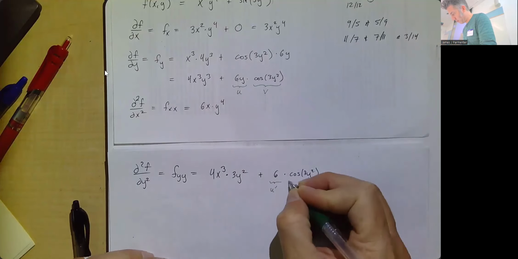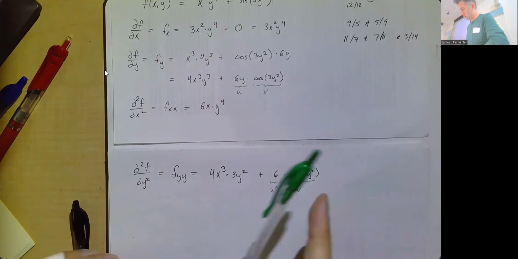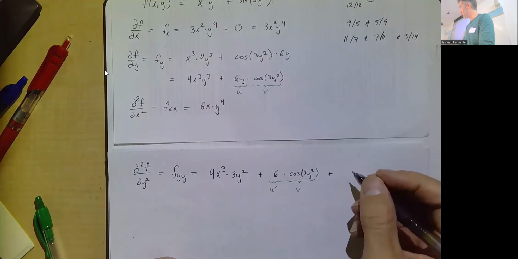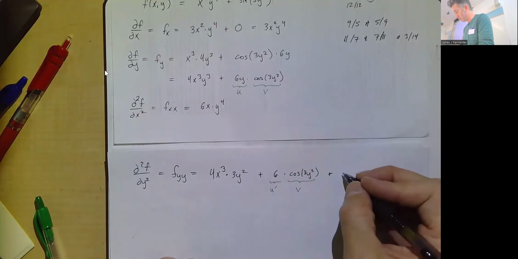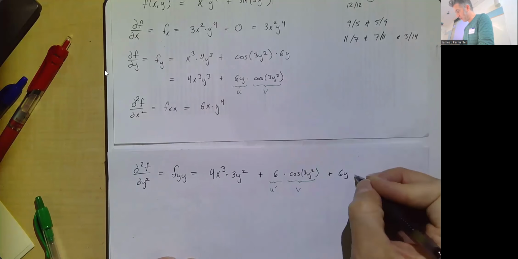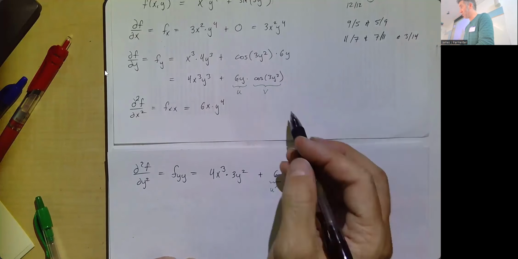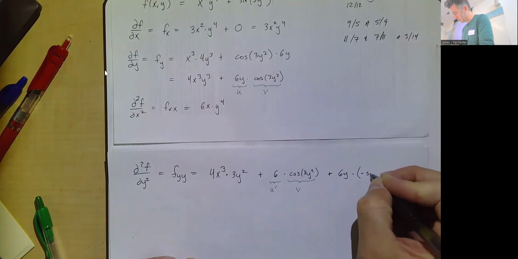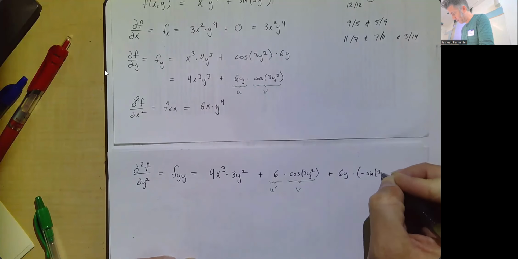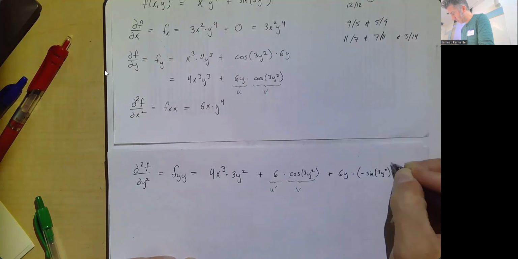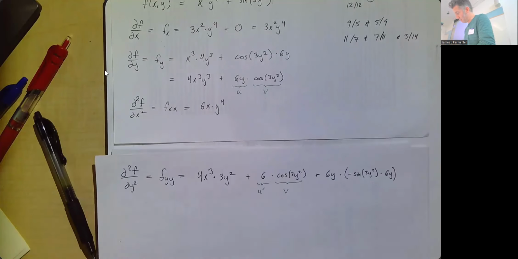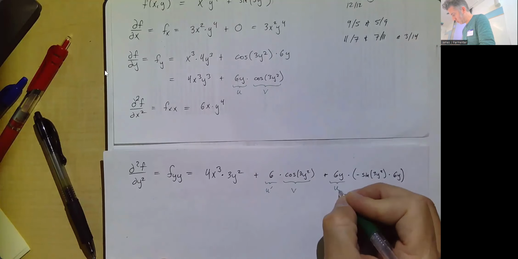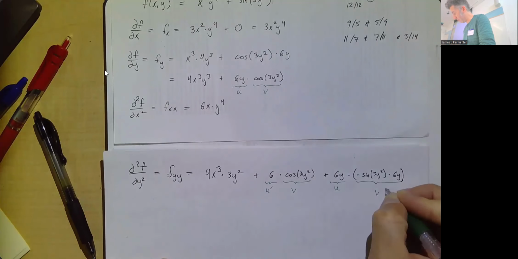So that's my u prime times v, plus then we switch. We leave u alone, and we multiply by the derivative of v. The derivative of cosine of some stuff is negative sine of that stuff times the derivative of the inside stuff, which is 6y. And that would be my u times v prime.